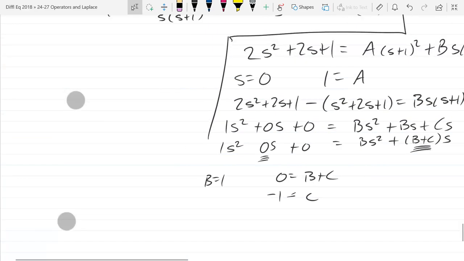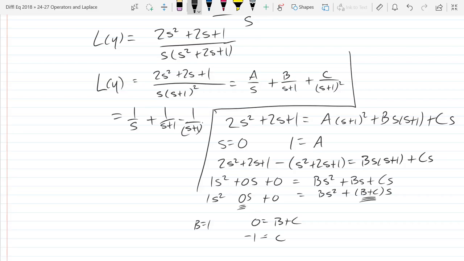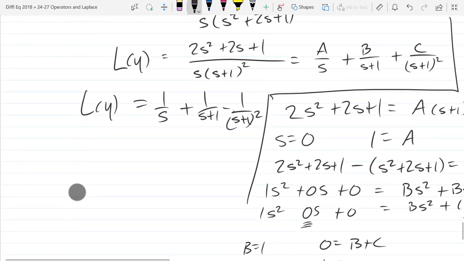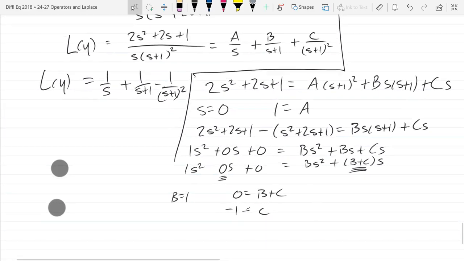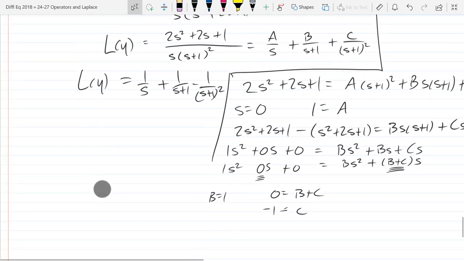All right, so we're going to just put all those values in right now. So a is 1, so we got 1 over s plus 1 over s plus 1 minus 1 over s plus 1 squared. So that's L of y. And the very last thing we have to do is get rid of L. So we're going to take L inverse on both sides. So we're going to invert the L operator.